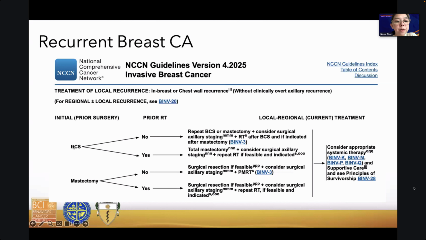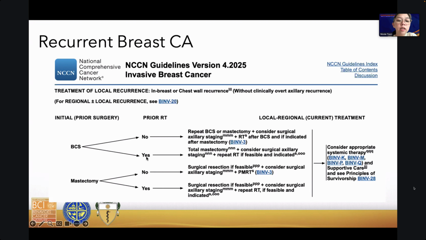In patients who had a previous lumpectomy with no prior RT, we get a lot of these patients. They had a lumpectomy, it turned out to be cancer, they went for no other treatment, and they come in with a new breast mass, so they never had RT. If that mass is still amenable to BCS, we can still do a BCS with sentinel lymph node biopsy and RT after that, or we can just go ahead and do a mastectomy and consider surgical axillary staging if it wasn't previously done.